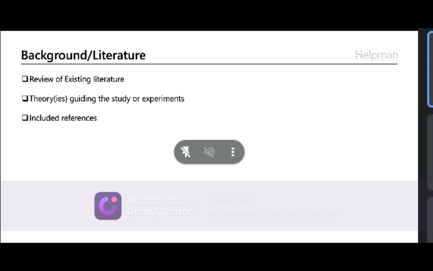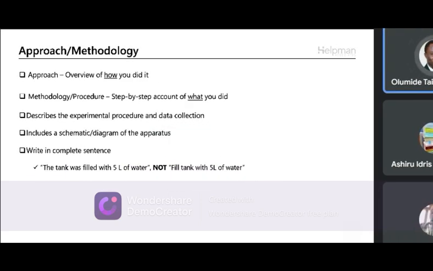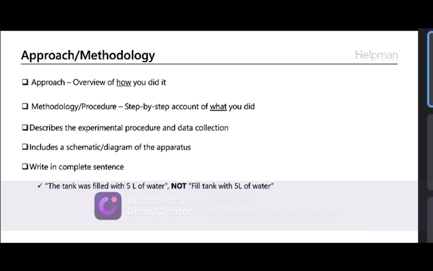Okay, that's about literature review. Then number 3, the approach to methodology. I explained the difference between approach and methodology before. Let me say it again. An approach is an overview of how you did that thing, how you did it.